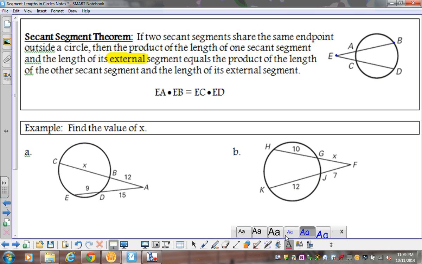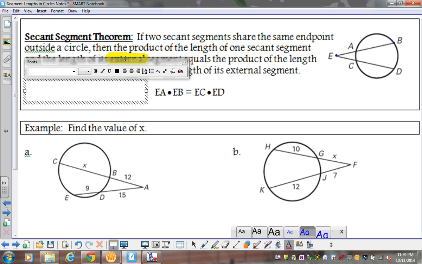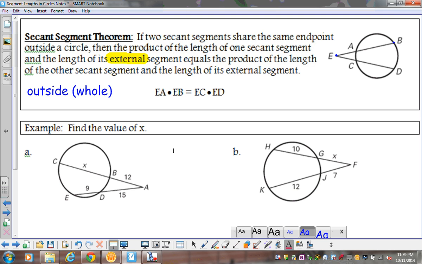Now, the helpful hint that I use for secant segments: externals means outside. So we take the outside piece times the length of the whole segment. Notice it says up here, guys, the product of the length of one secant segment, so the entire length of the secant segment, times its outside piece. The way that I remember it's outside times whole. So chords are piece times piece. Secants are outside times the whole.